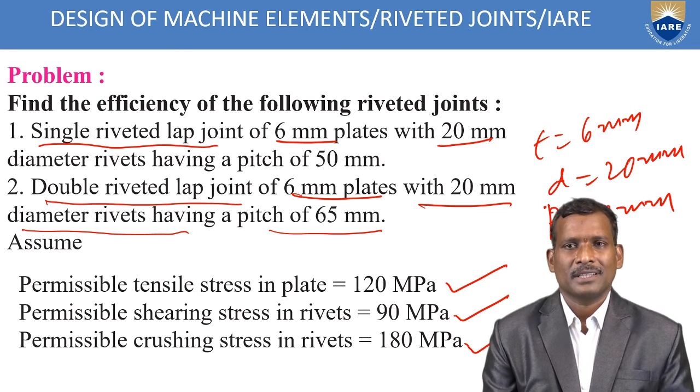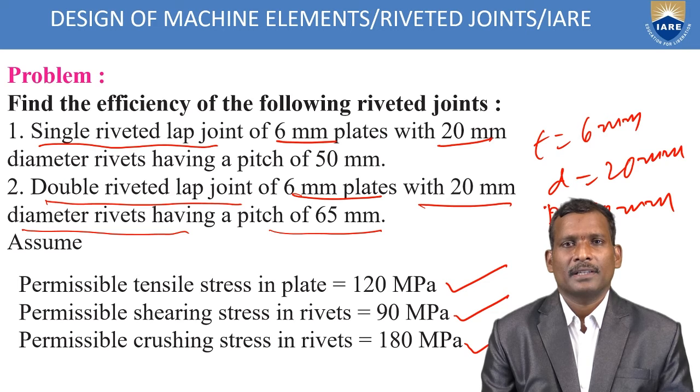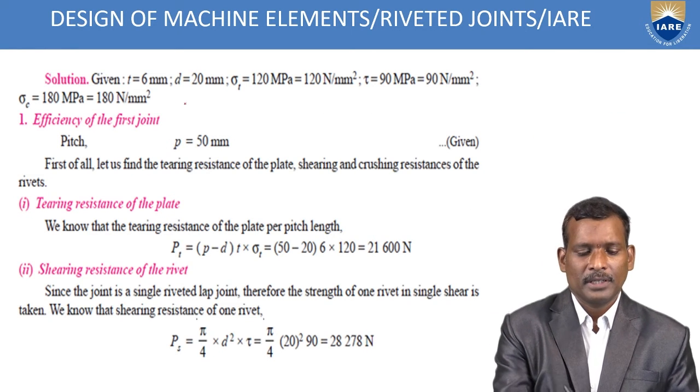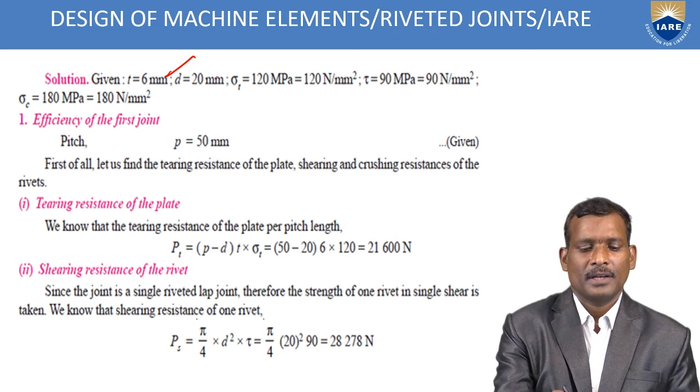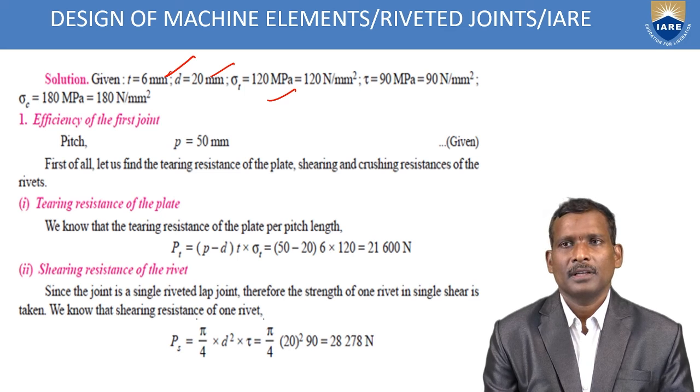So by using this data, we determine the efficiency of the riveted joints for the single riveted lap joint and the double riveted lap joint. You will see how to calculate the efficiency. First of all, write down the given data: thickness t, D the diameter of the rivet, and sigma_t, the permissible tensile stress, 120 megapascal, which is 120 Newton per mm square. The shear stress is 90 megapascal, 90 Newton per mm square. Sigma_c is 180 megapascal, 180 Newton per mm square.